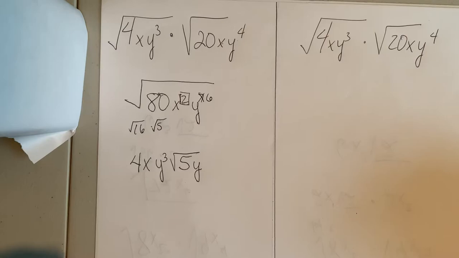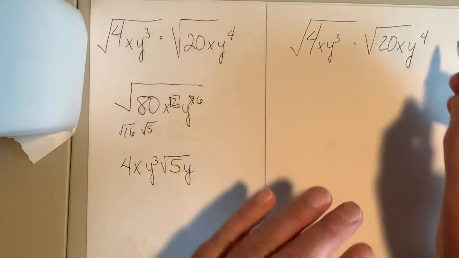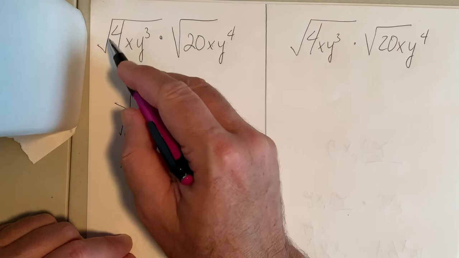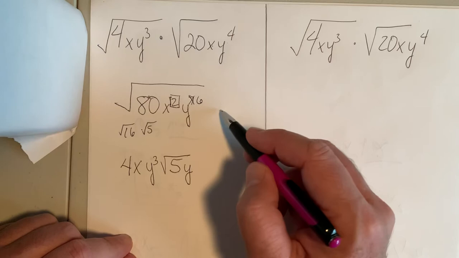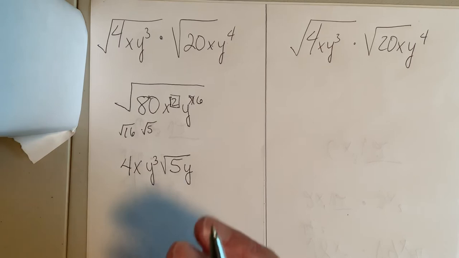All right, now I'm going to do this again. We're going to get the same answer. It's just a different route. And remember, to do the numbers part, you can simply type in the calculator, radical 4 times radical 20, and that'll give you an answer. Radical 80, type that in. It'll give you the same answer. 4 radical 5 will give you the same answer. So you can check the numbers. All right, you can check on your calculator with the numbers. The variables, gotta know what you're doing.